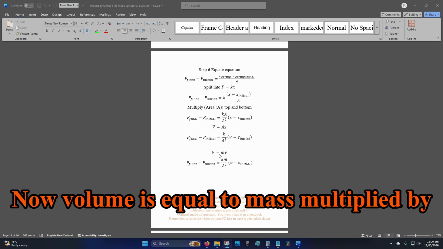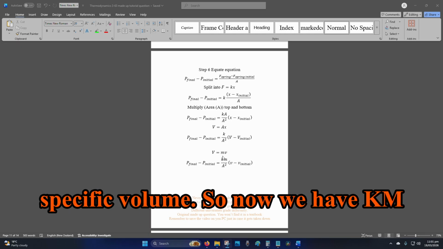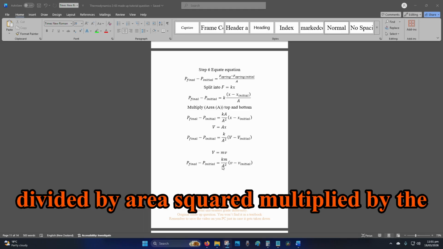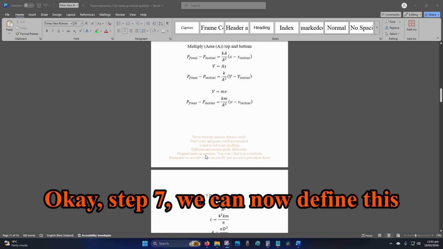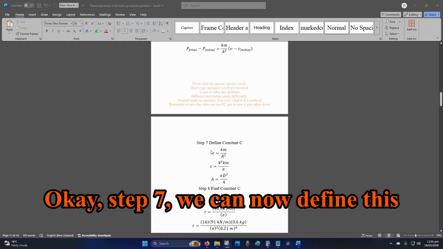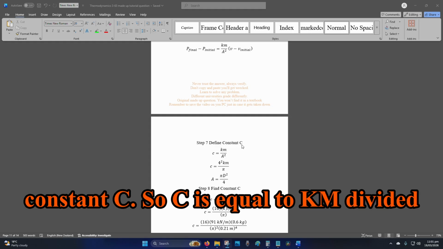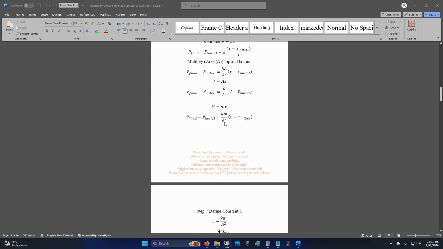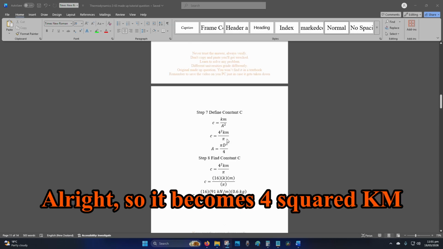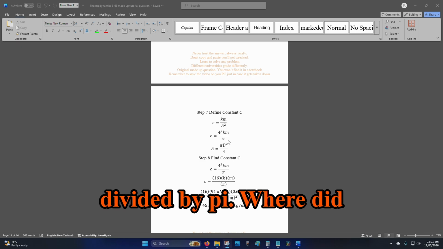Now volume is equal to mass multiplied by specific volume. So now we have km divided by area squared multiplied by the change in specific volume. Okay, step 7, we can now define this constant C. So C is equal to km divided by area squared, as we've just found. So it becomes 4 squared km divided by pi.